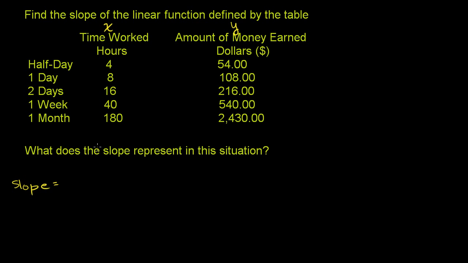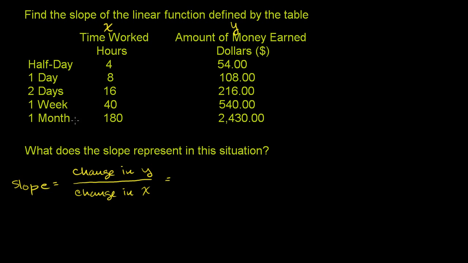So our slope in this situation would be change in y divided by change in x. So how much does the amount of money I make change when I work a certain number of hours, when my hours worked change by a certain amount? So let's just take some data points here. And we could take really any of these data points. I'll take some of the smaller numbers.